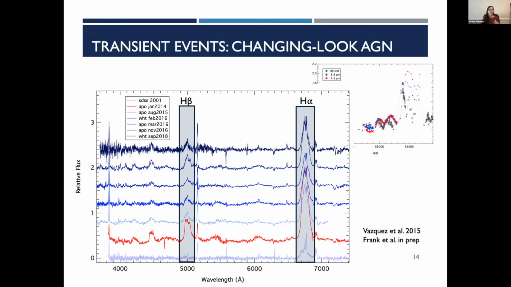So many of these changing look AGN have been found through archival data searches, both in the optical and infrared, with only a handful being caught in the act, as this object has been observed. We've also been able to see changing look states in the X-rays as well. So this is nice for some follow-up.